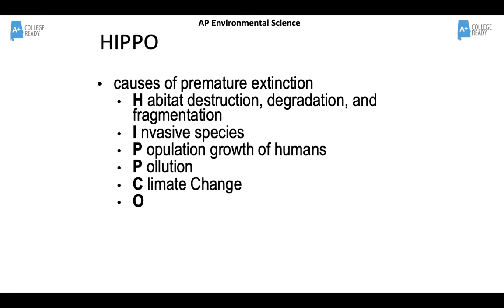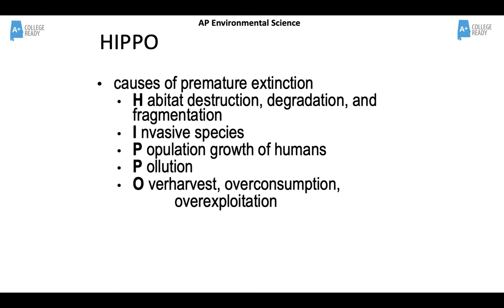And we just talked about pollution. I added C for climate change. That's one of the biggest, longest term problems that we will have to deal with. And then O is for overharvesting. That could be overfishing, overhunting, overconsumption, overexploitation in general.